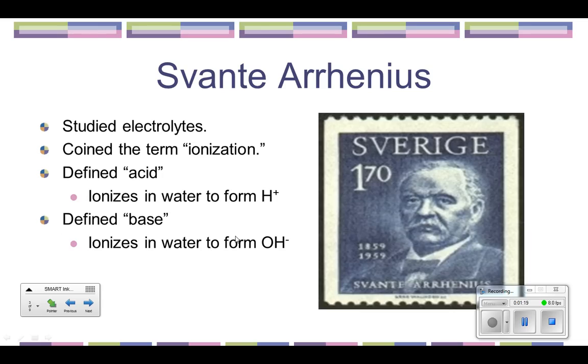And then a base is anything that, according to Arrhenius, ionizes in water to form hydroxide ions. So again, you can identify an Arrhenius base because it ends in OH. This is a very simple definition of an acid and a base, but a very powerful definition, and one that we'll fall back to pretty often.